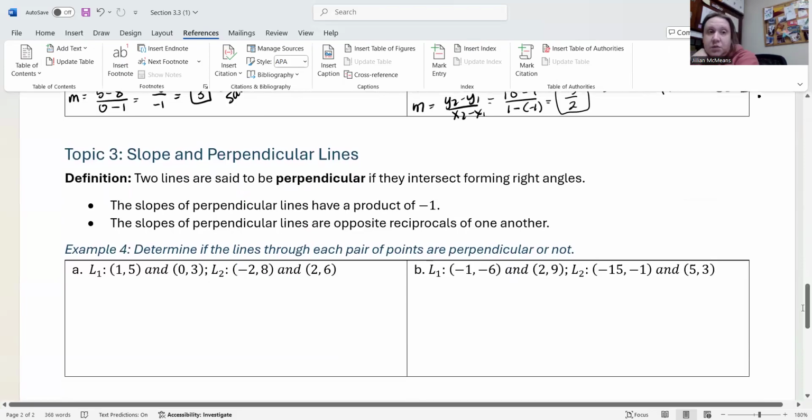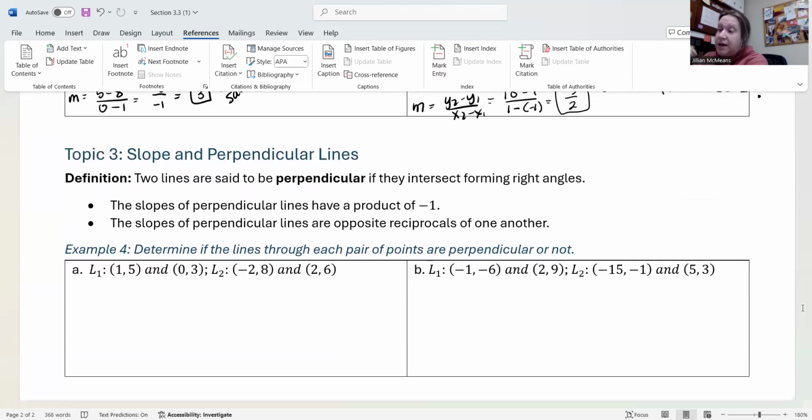So for the definition, we have two lines are said to be perpendicular if they intersect forming right angles. So if we had a line like this, and then a line like this, we would say these two lines are perpendicular because we have formed two right angles. You'll also see two lines that completely intersect and they form 4 right angles. All right, you just have to have that formation of right angles for lines to be perpendicular.